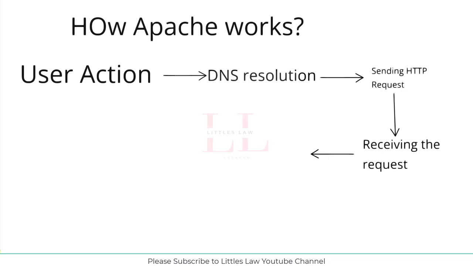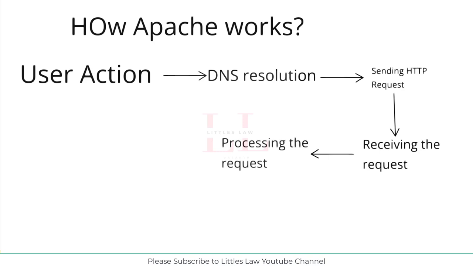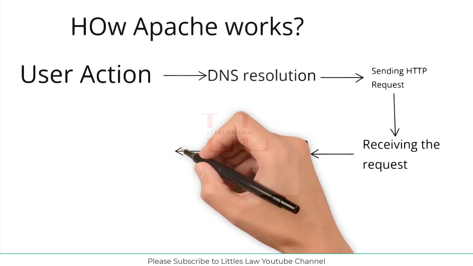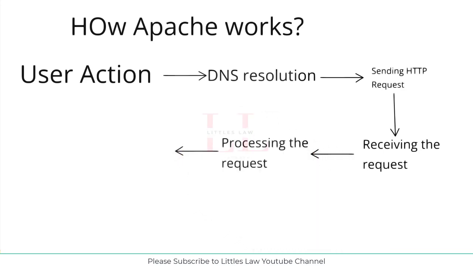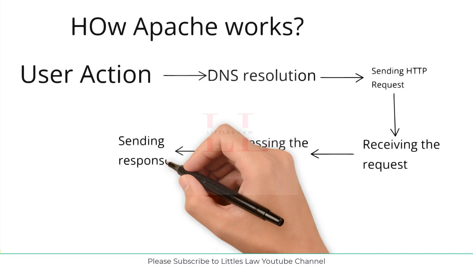Once we send the request and it is received at the server end, it then processes the request. So the Apache web server identifies that the request is for the home page of the website. It looks for the index.html file in its document root directory, which can be /var/www/html/index.html. It's just an example. So it processes the request and then sends back the response.